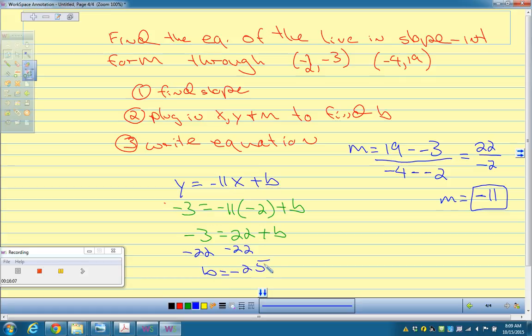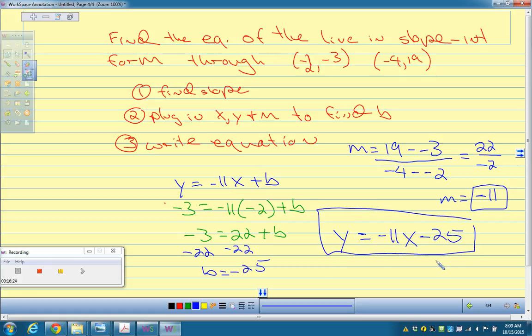You guys got that? Well, we changed it. We got it. We got it. Oh, very good, very good. So your final equation should have been y equals negative 11x minus 25. Okay? So that's kind of a pain in the neck, right? A lot of steps.